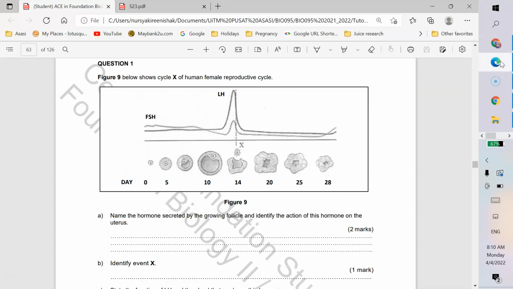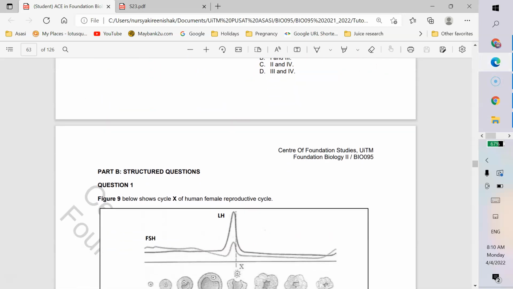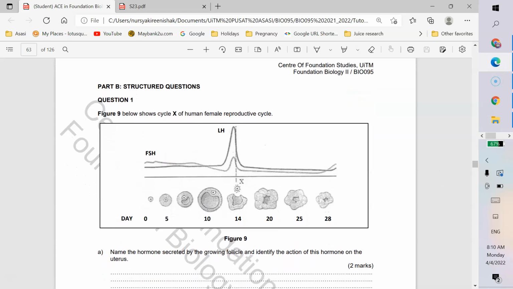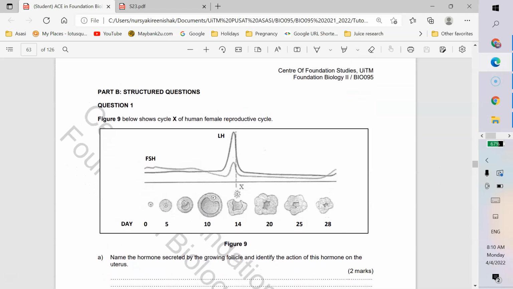Okay, so today's tutorial session, we are going to discuss the exercise on chapter 4, which is on the reproductive system. We are going to look at structured question, part B. We are going to do the questions one by one, starting with question number 1 first. For this session, we are going to go down the list, daripada atas sampai ke bawah lah.